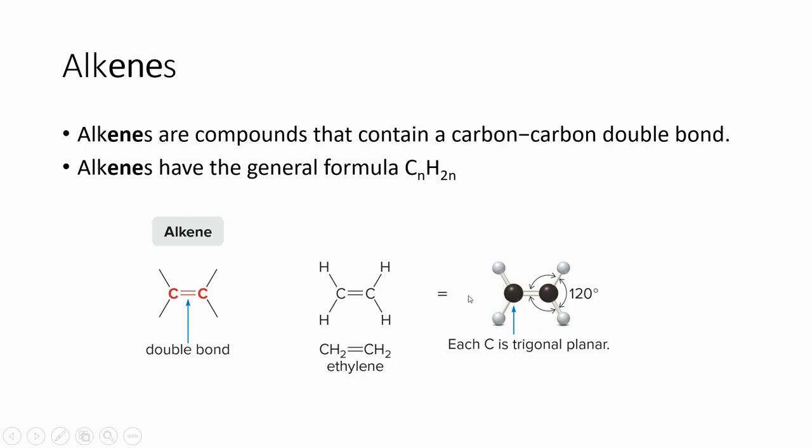Okay, so around a carbon with a double bond, if we're looking at this, then this is trigonal planar because we have 3 groups around the carbon. We have 2 hydrogens and then this double bond. So anytime we have a double bond, that bond angle is 120. So this is an alkene. Alkenes have a double bond.